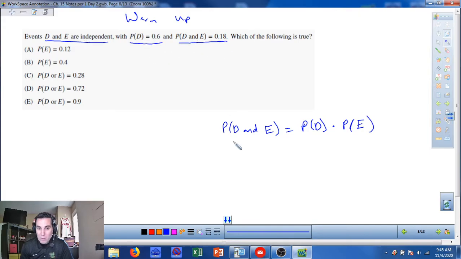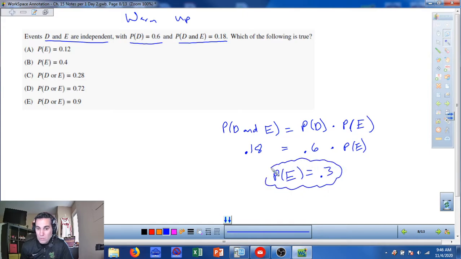And we know that this is 0.18. We know this is 0.6. And you just need to figure out what that one is using your algebra. So I think everyone can figure out what it is. 0.6 times something is going to be 0.18. So the probability of E must be 0.3. We're going to use this in the next part.